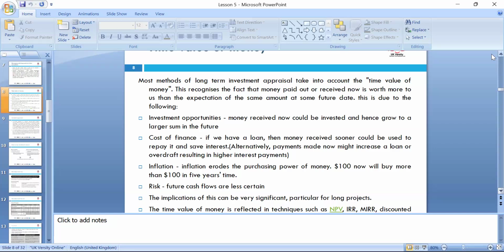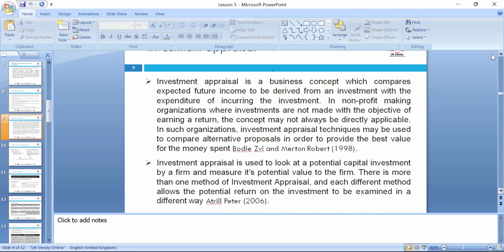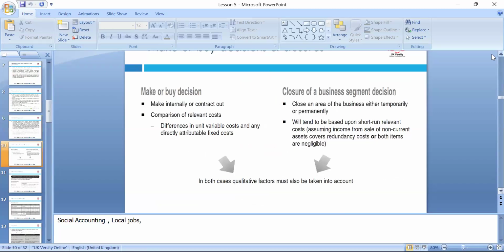NPV, net present value, we can look at the marginal internal rate of return, discounted cash flows, and so on. Investment appraisal is the business concept where we look at the expected future cash flow. Any questions here, please? Future cash flow is how much we are expecting to get in the future. So we use different techniques, like we mentioned, NPV, payback period, and various others. Different methods allow us to examine the potential return on the investment. So we can look at different ways to calculate the time value of money.